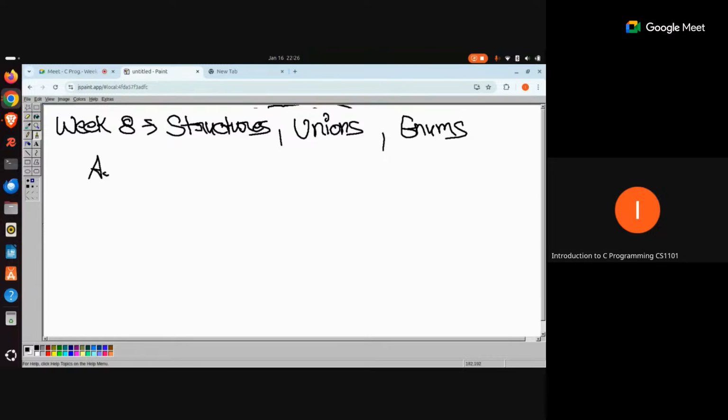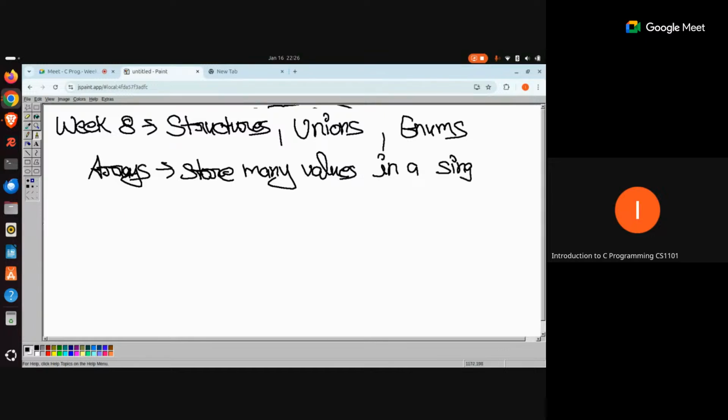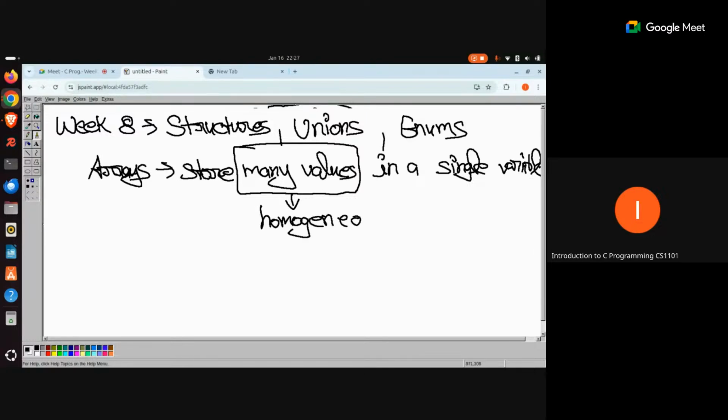The concept of arrays allowed you to store many values in a single variable. But the disadvantage of array here is that all the values that you're working with, that means all these many values, they have to be homogeneous. Homogeneous means they have to have the same data type, the exact same data type.